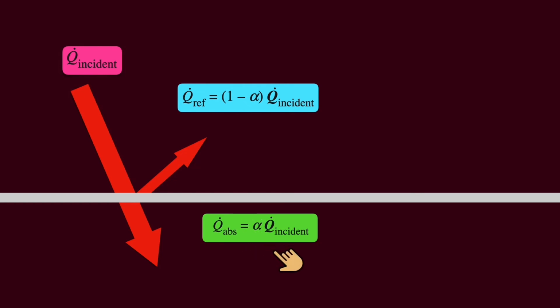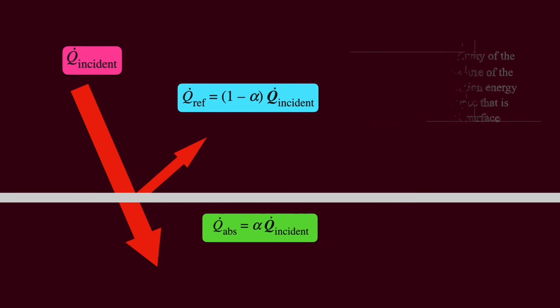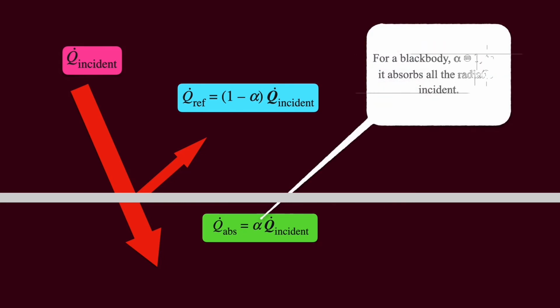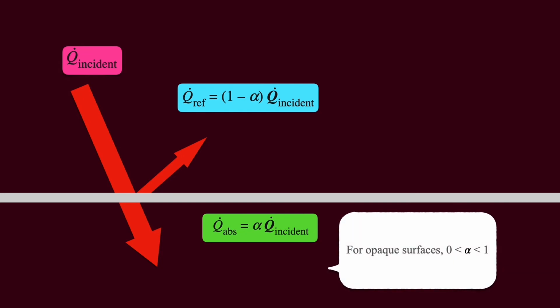Alpha is the absorptivity of the surface. It measures the fraction of the radiation energy incident on a surface that is absorbed by the surface. For a black body, alpha equals 1. Thus, it absorbs all the radiation incident. For opaque surfaces, alpha lies between 0 and 1.